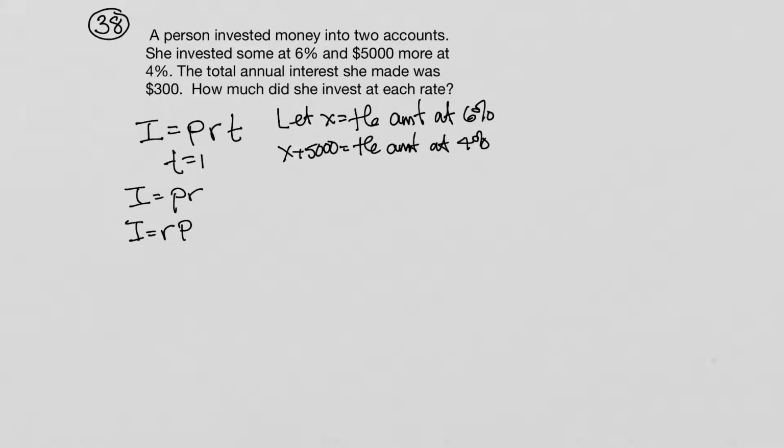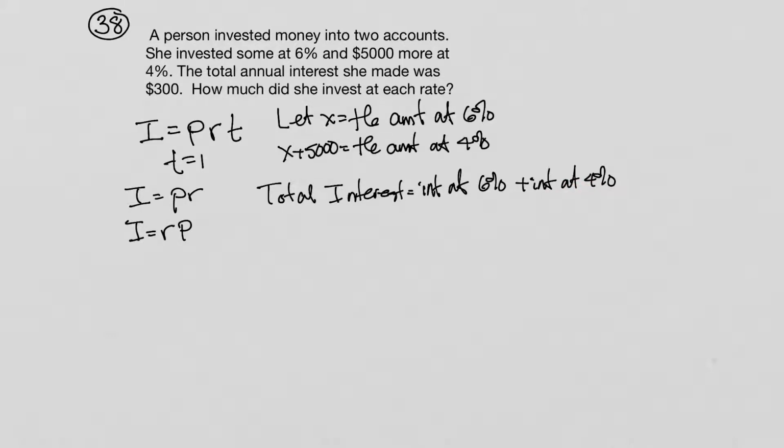Let's just make sure that that makes sense to us. So we invest some at 6%. How much? We don't know. X. How much at 4%? Well, it's 5,000 more than the X. Now, we do know this, that the total interest that we're making here is going to be the interest at 6% plus the interest at 4%. Okay, does that make sense? That the total interest that we're making, all the interest, that $300 up here, is made by taking the interest that you get at 6% and adding it to the interest that we get at 4%.